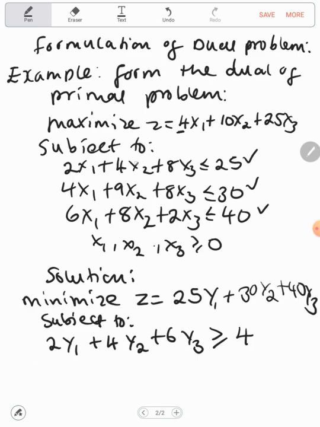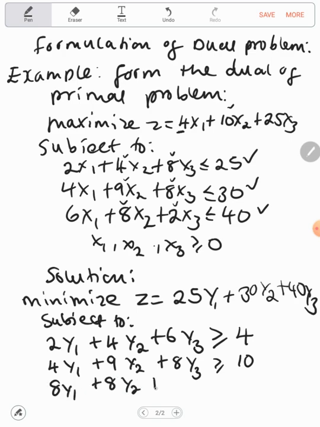Then you go to the next constraint, you pick these values 4, 9, 8. You have 4y1 plus 9y2 plus 8y3 greater than or equal to the next number on the objective function, 10. Go to the next one: 8y1 plus 8y2 plus 2y3 greater than or equal to 25. We always have to indicate the fact that y1, y2 and y3 will be greater than or equal to 0. We restrict our sign. This is in a situation where the sign is restricted.